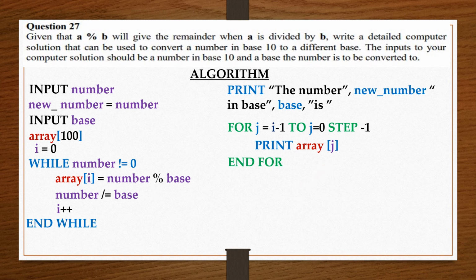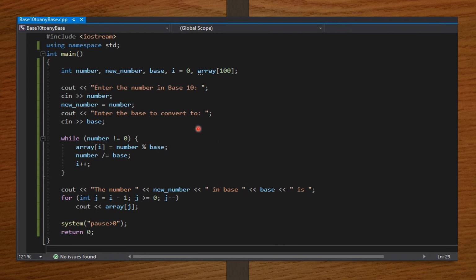So I declared my integers i and the array. I gave them values to be 0 and 100 respectively. Then I take the number and the base from the user, and I copy the number into a new variable called new number. Then I set the while loop, which is going to take all the remainders and store them in the array we called. Then from there, I print out my results.